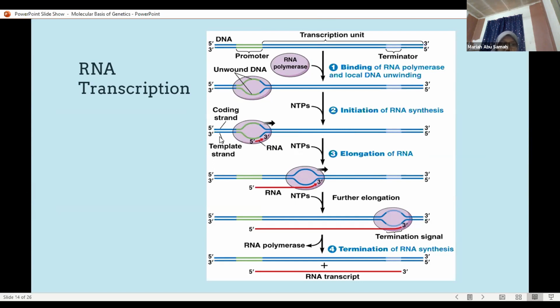This is where additional adenine nucleotides are added to the 3' end of the RNA transcript, a process also known as polyadenylation.